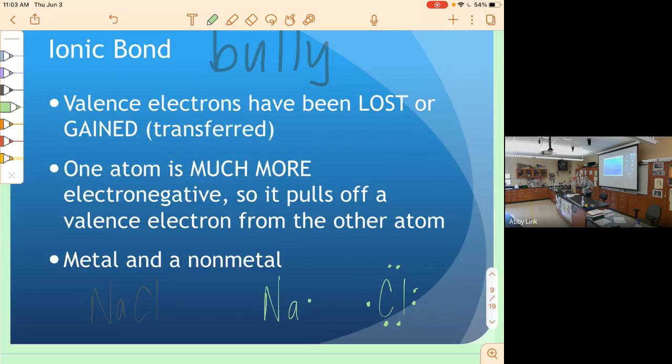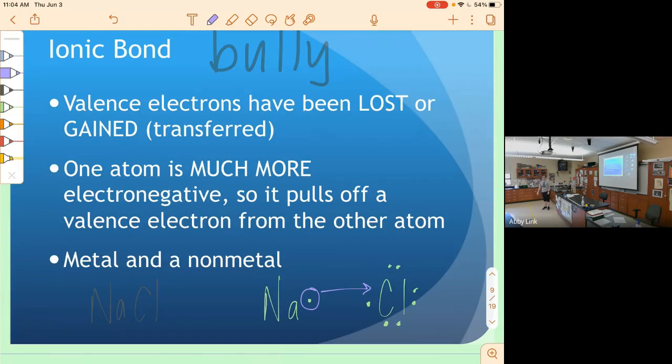You know exactly what chlorine's going to do. He's going to bully sodium and essentially steal or transfer that 1 valence electron from sodium to chlorine. Now, you might be saying, well, why does sodium let this happen? Like, why doesn't sodium stand up for himself? Well, you actually know the reason why. He's outnumbered 1 to 7.